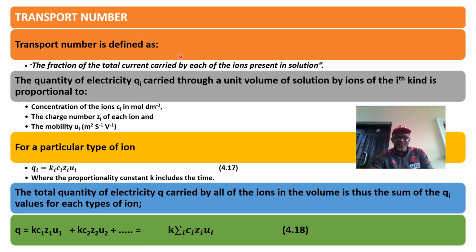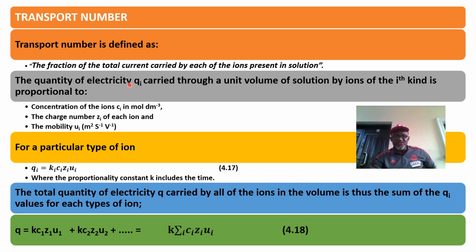Now, transport number is defined as the fraction of the total current carried by each of the ions present in solution. So, for example, if you have a cation and an anion, we can measure what fraction, what quantity of current, is carried by the positive ion, or what quantity of current is carried by the negative ion. That gives us the transport number.